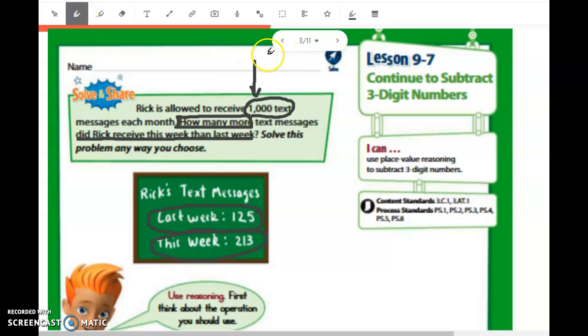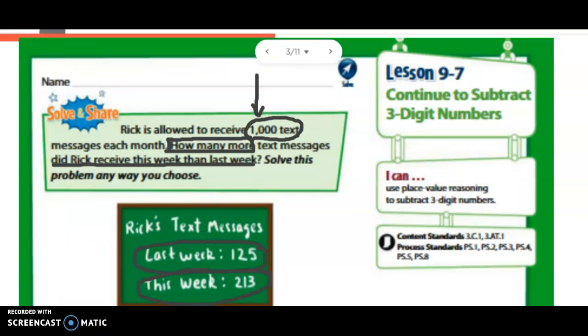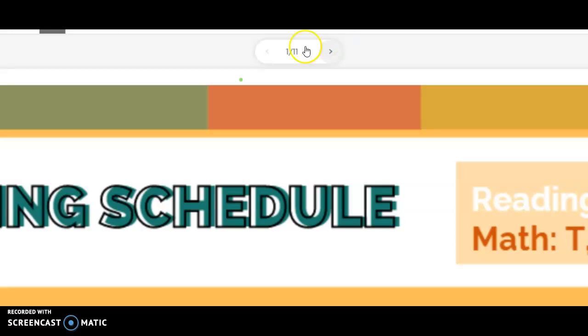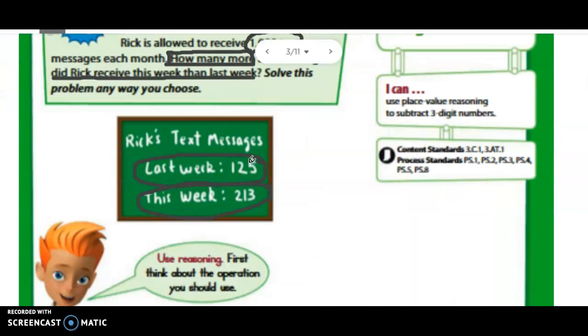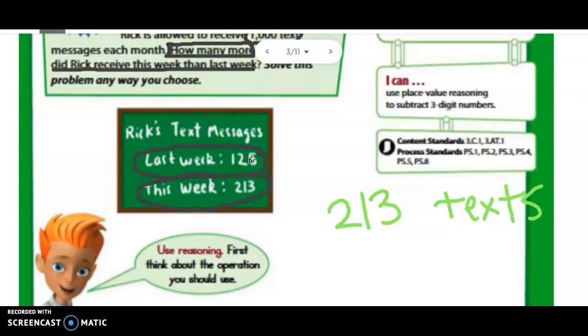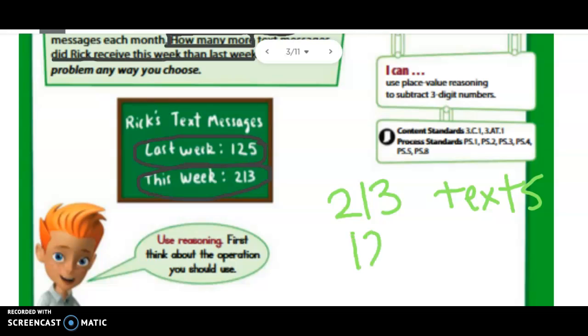All right, let's go ahead and write this out. Now, when we are subtracting, the larger number always has to be on top. Oops, sorry, clicked through the pages. There we go. So I'll write 213 texts minus 125. Notice how I lined up the ones place, tens place, and hundreds place.